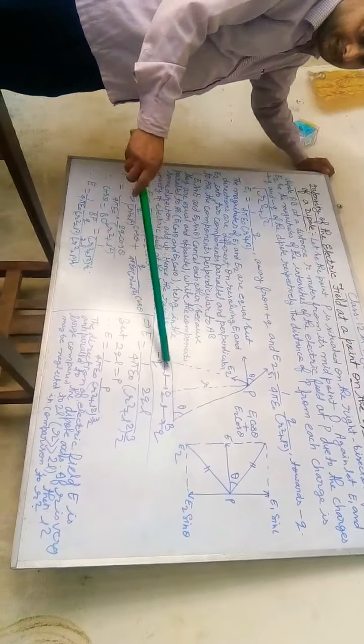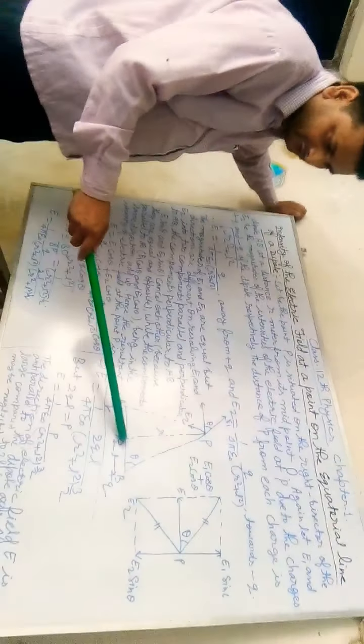Suppose A and B are two charges which make a dipole, and from the midpoint of the line joining both the charges AB at a distance small r, P is a point where we should find the intensity of the electric field created by both the charges minus q and plus q.